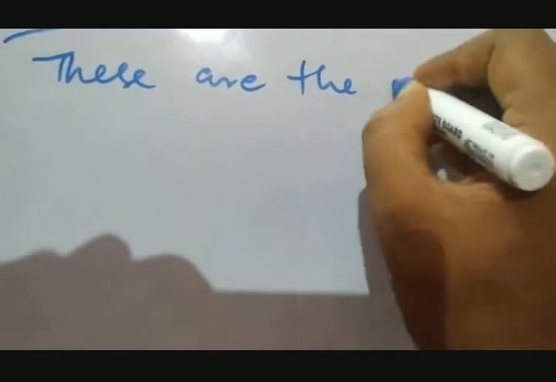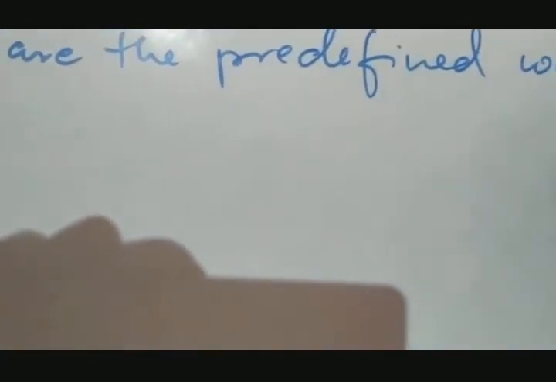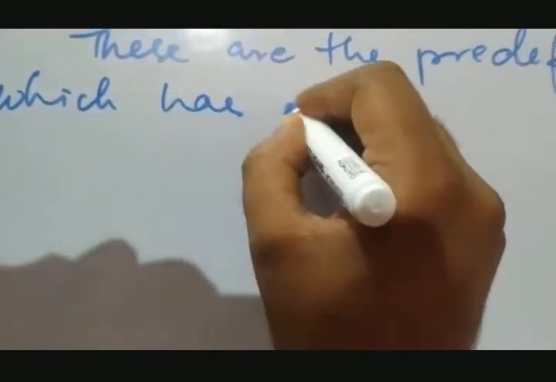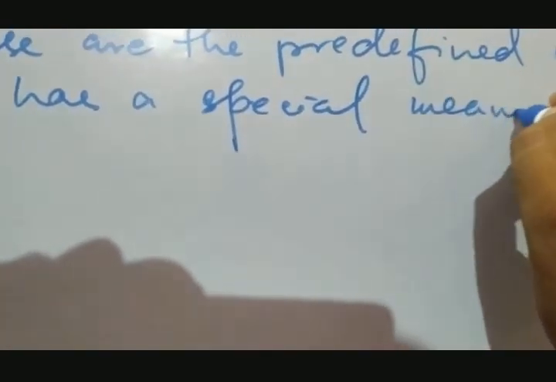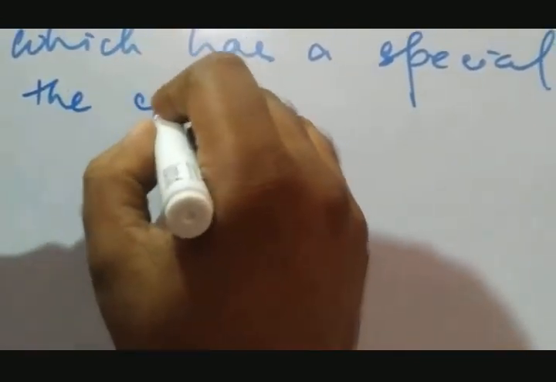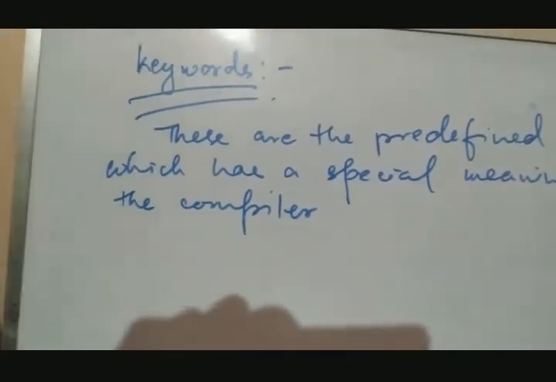So let's proceed to the keywords. What are keywords? These are predefined words which have a special meaning to the compiler. It has a special meaning to the compiler.